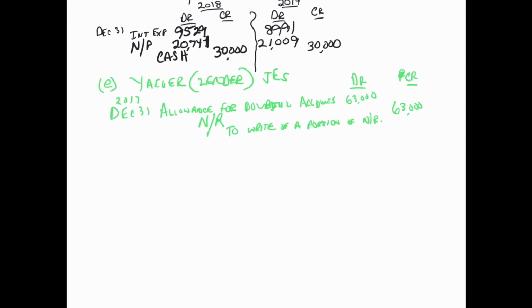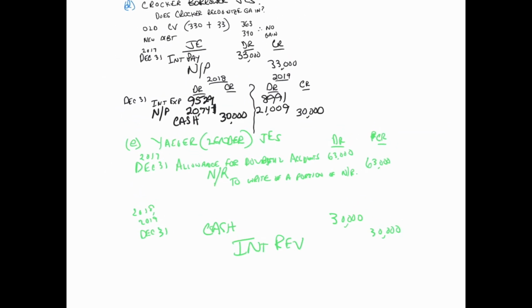The next thing we're going to do is at the end of 2018 and 2019, on December 31st each year, we'll have a debit to cash and a credit to interest revenue because we're collecting it. And each year that's going to be for $30,000 to collect interest. So there you have it.